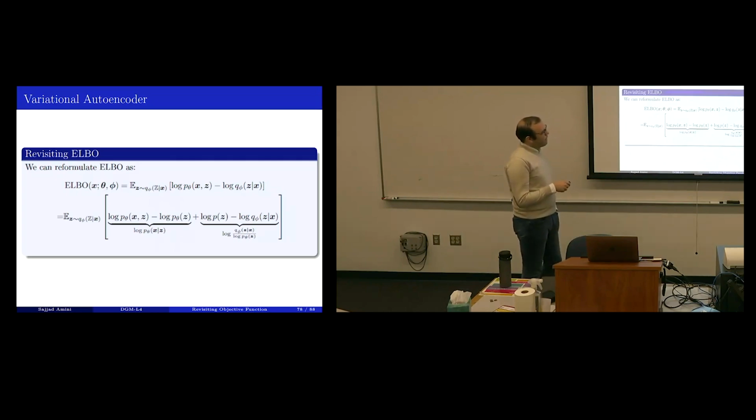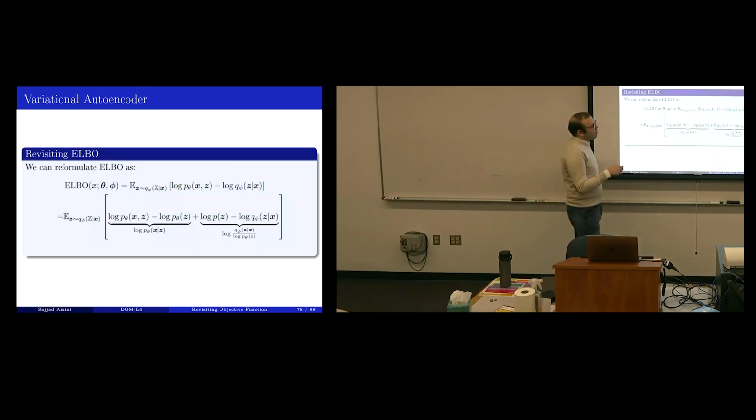I have ELBO. ELBO is the expectation over z coming from this, we call it the approximate posterior, because it is an approximate posterior to the true model posterior, okay? The expectation over the approximate posterior over the latent of this function. This is the definition of ELBO.